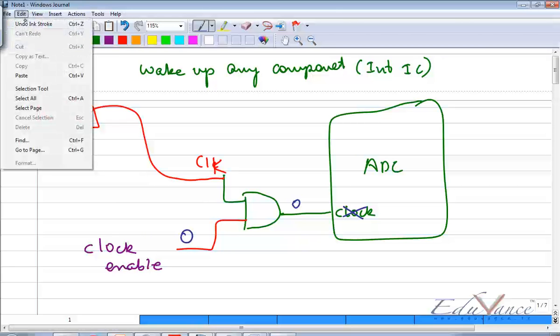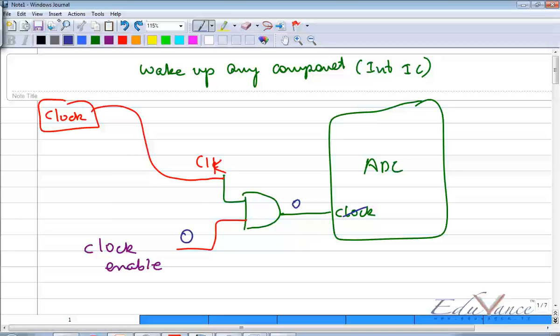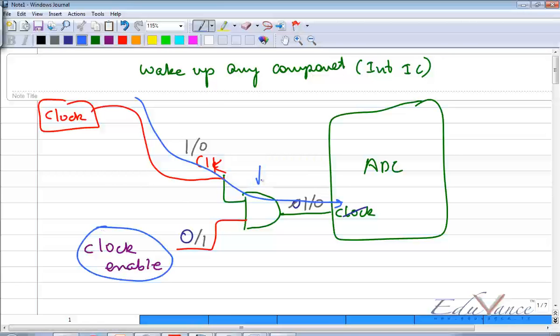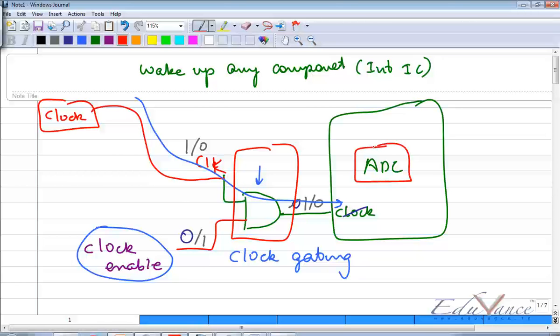However, if we do have a 1 at the input, then if clock is 1, then this value is 1. If clock is 0, then this value is 0. And so now clock is actually supplied to the ADC. This concept of using a clock enable and an AND gate is called clock gating. It means you are putting a gate at the input of the clock terminal to any interface IC.